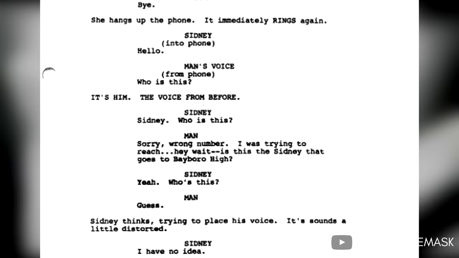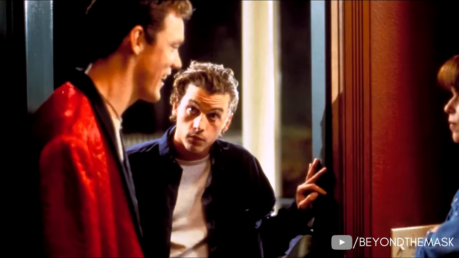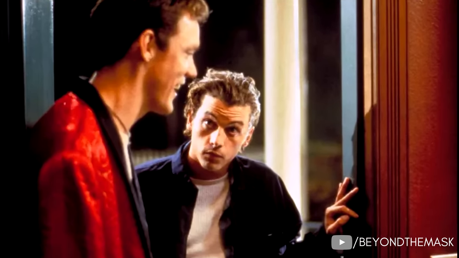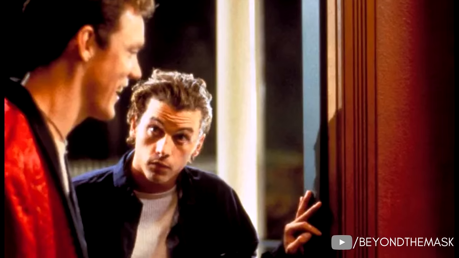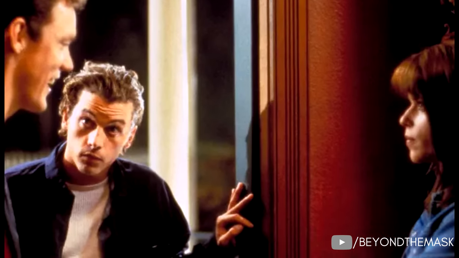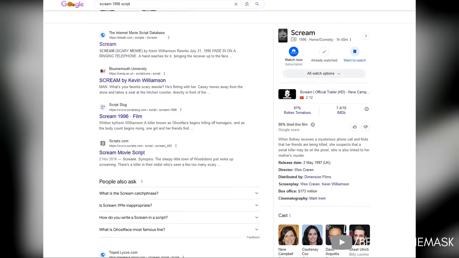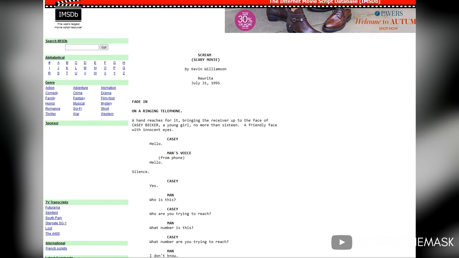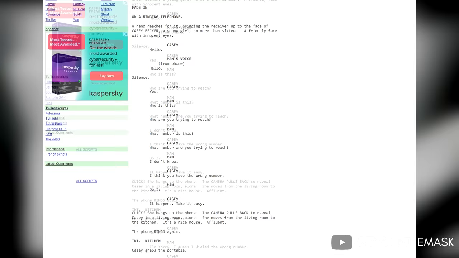Some changes were big, and some weren't, but today I want to discuss a very big one which not only changed Billy and Stu's motive, but also changed a huge dynamic in the movie surrounding Sydney Prescott and her story arc. Now, just to confirm, if you Google the script for Scream 1996, you will discover a couple of versions that were edited and finalized.